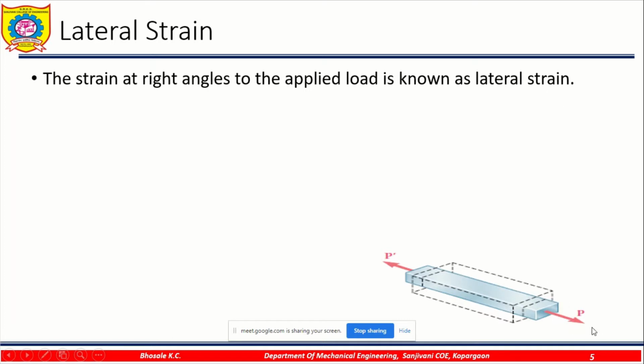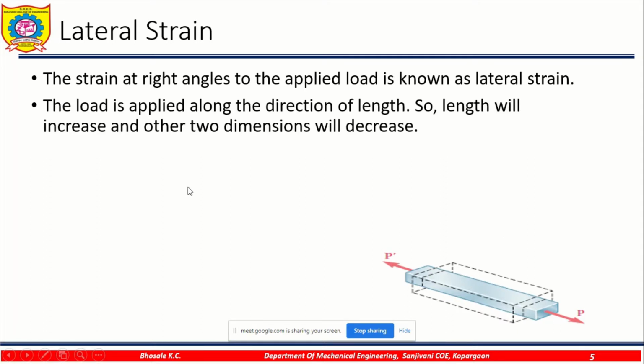Consider that we apply the load along the length. There are three dimensions: length, width and height. Along the length we have applied the load. There are two dimensions, that is width and another dimension is height. Both the dimensions are at right angle to the applied load. Whatever the strain on both the dimensions will be there, that will be called the lateral strain. The load is applied along the direction of the length, so length will increase and the two dimensions, height and width, will decrease.